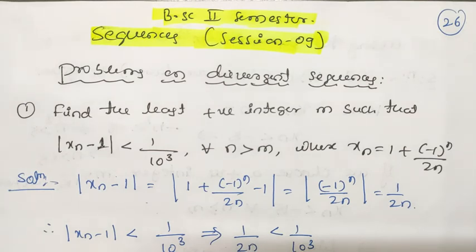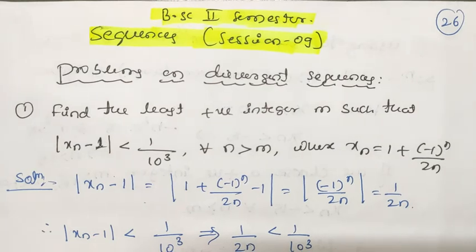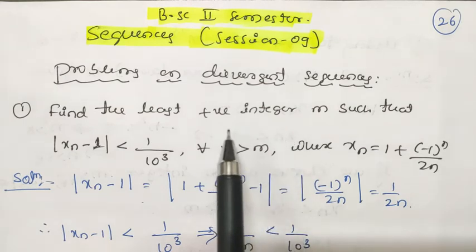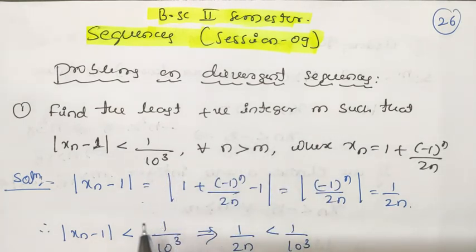Take one example. Find the least positive integer m such that mod of xn minus 1 is less than 1 by 10 cube for all n greater than m, where xn is equal to 1 plus minus 1 raised to n divided by 2n. So first you have to find the positive value of m such that this inequality is satisfied.